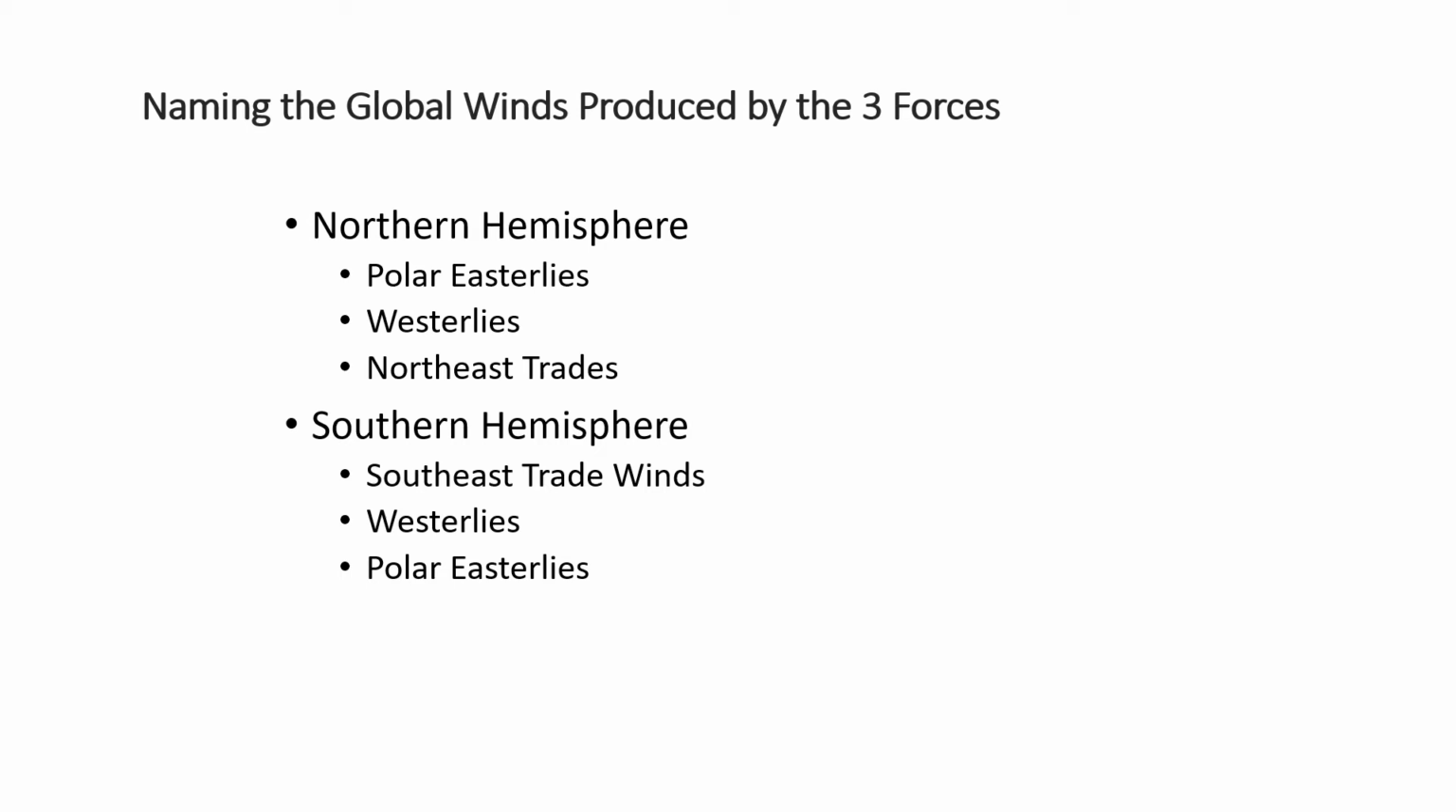The Hadley cell that you were introduced to earlier gets broken down into 3 cells. And those 3 cells give us our global winds. They have names. In the northern hemisphere, we have the polar easterlies, the westerlies, and the northeast trade winds. In the southern hemisphere, we have a mirror image. We have the southeast trade winds, we have the westerlies, and we have the polar easterlies.